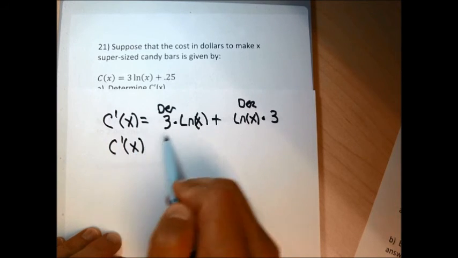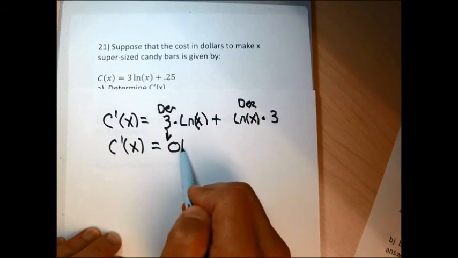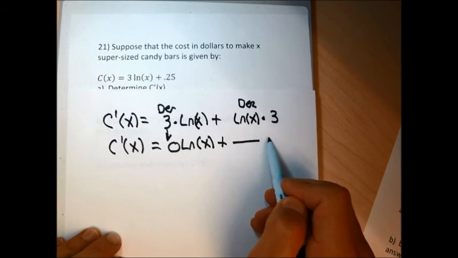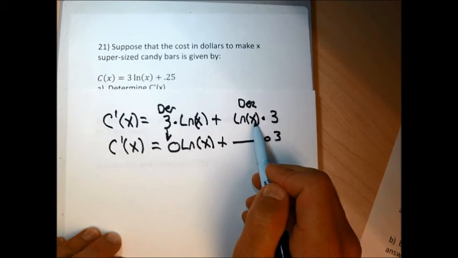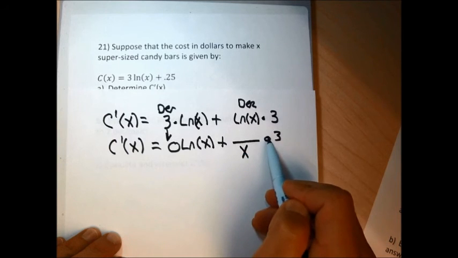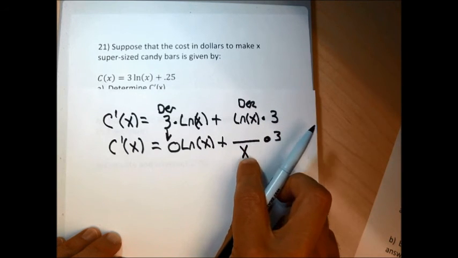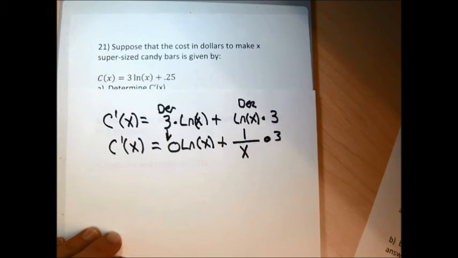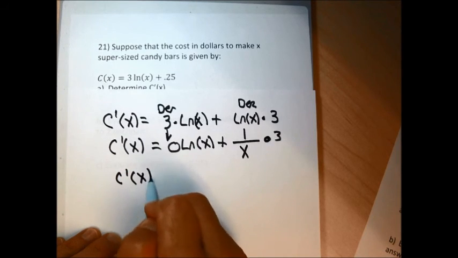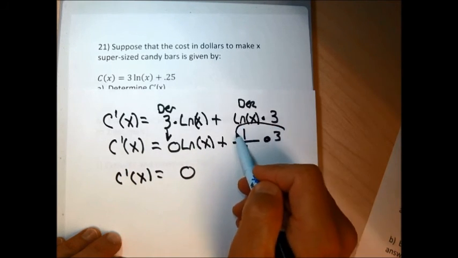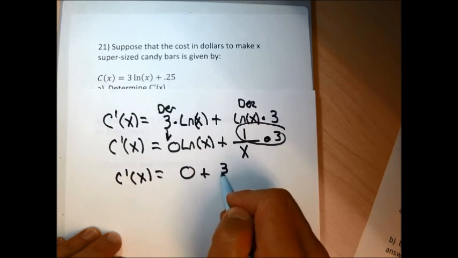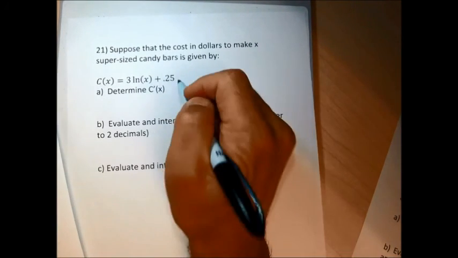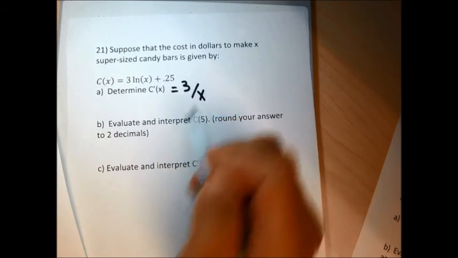Now C prime of x, here the derivative of 3 is 0, so I get 0 times the ln of x, and then plus the derivative of the ln of x times 3. To do the derivative of an ln, I form a fraction, I put the argument in the denominator, and the derivative of that argument in the numerator. So in the numerator goes the derivative of x, which is 1. And so now I have C prime of x equals, this piece is 0. Here I'm going to multiply the 1 and the 3 and get 1 plus 3 over x, which is just 3 over x. So I get C prime of x equals 3 over x.